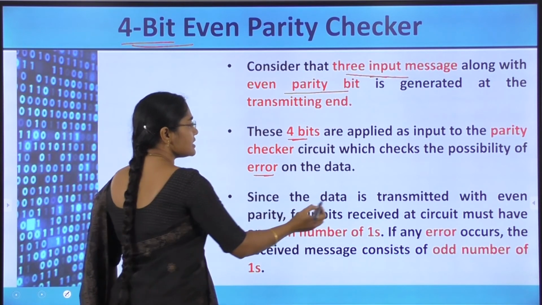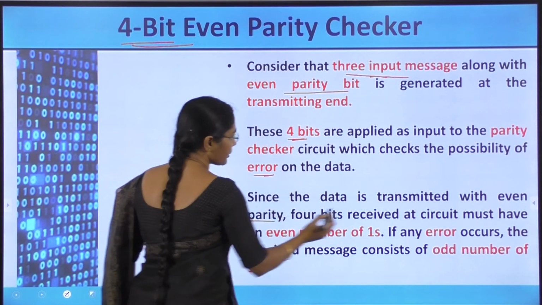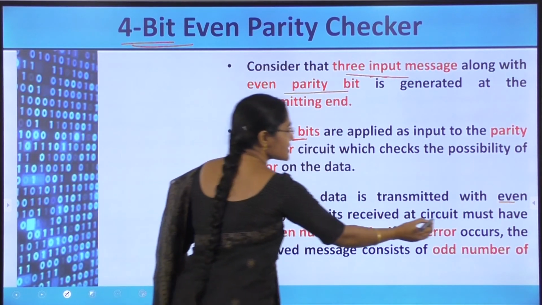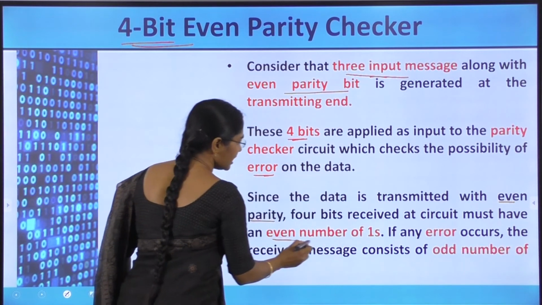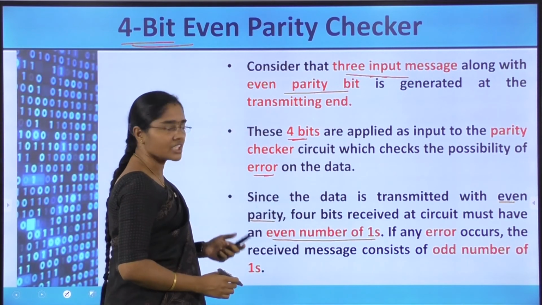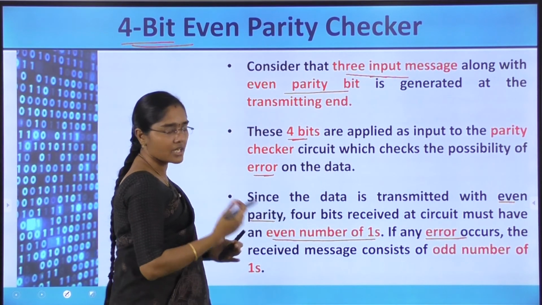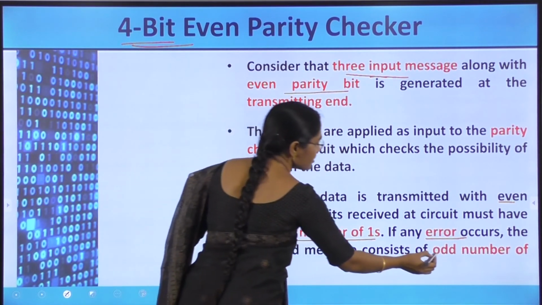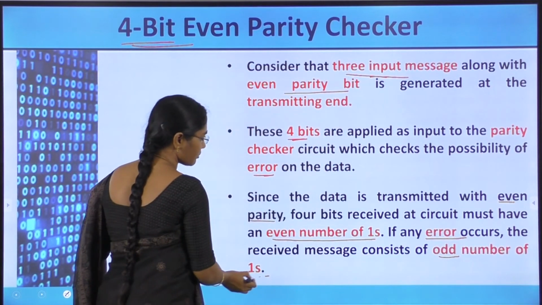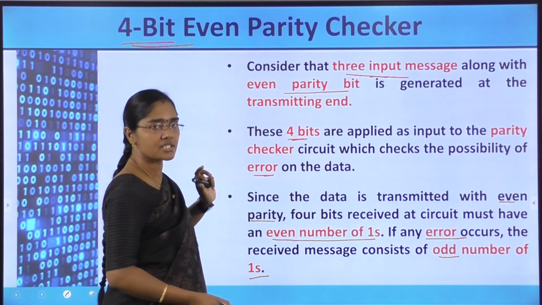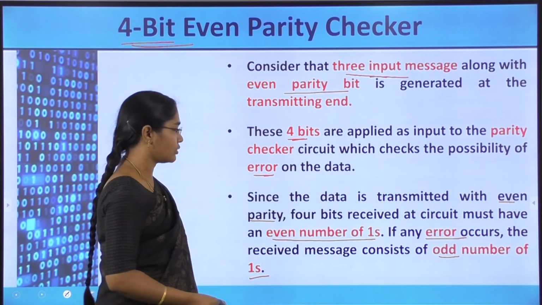Now since the data is transmitted with even parity, P is the even parity bit, so the 4 bits received at the circuit must have an even number of ones. If any error occurs, that is, if there is an odd number of ones, then the received message consists of an odd number of ones.